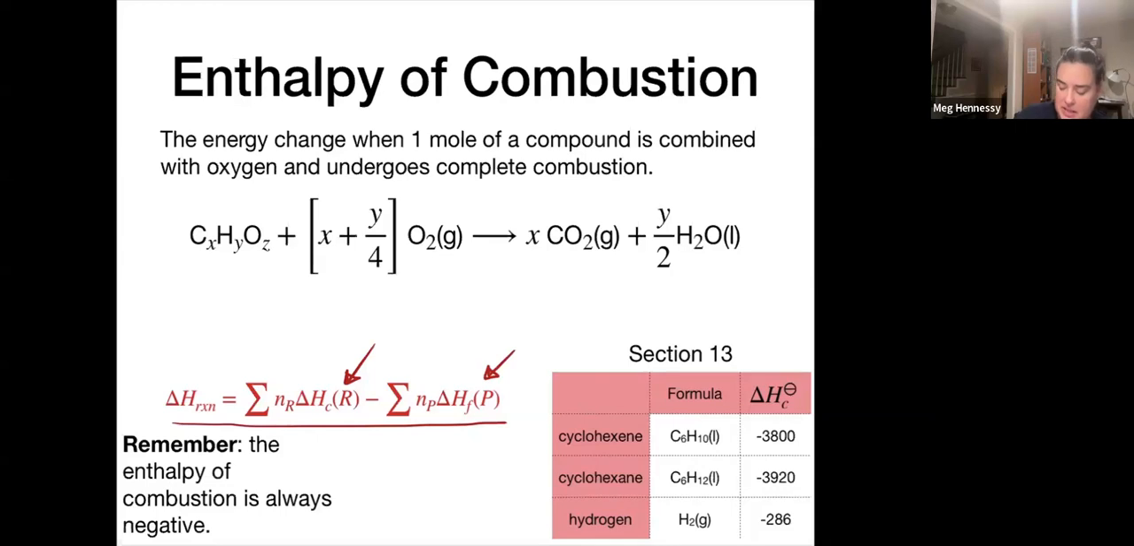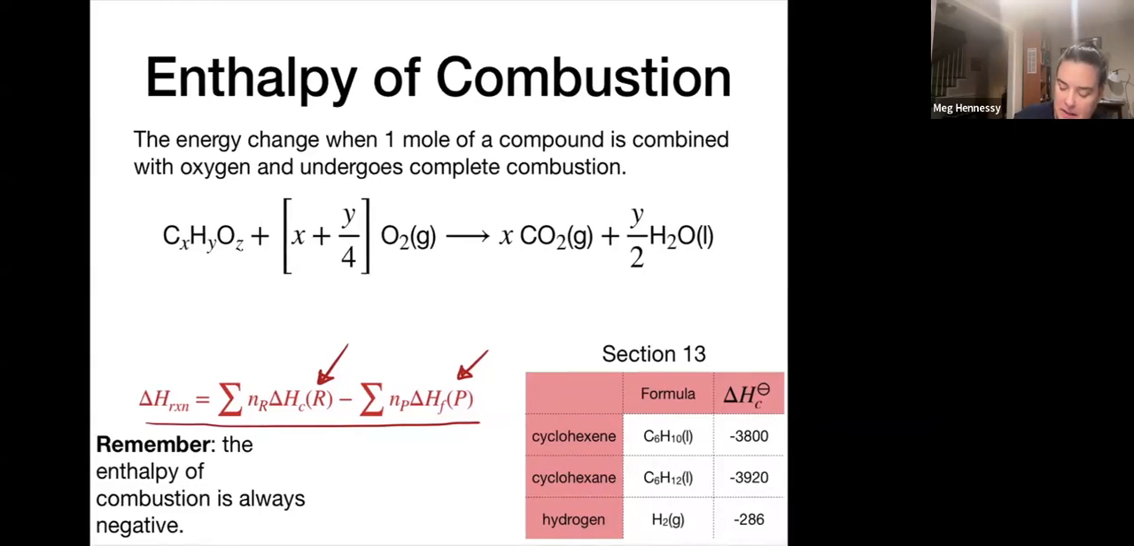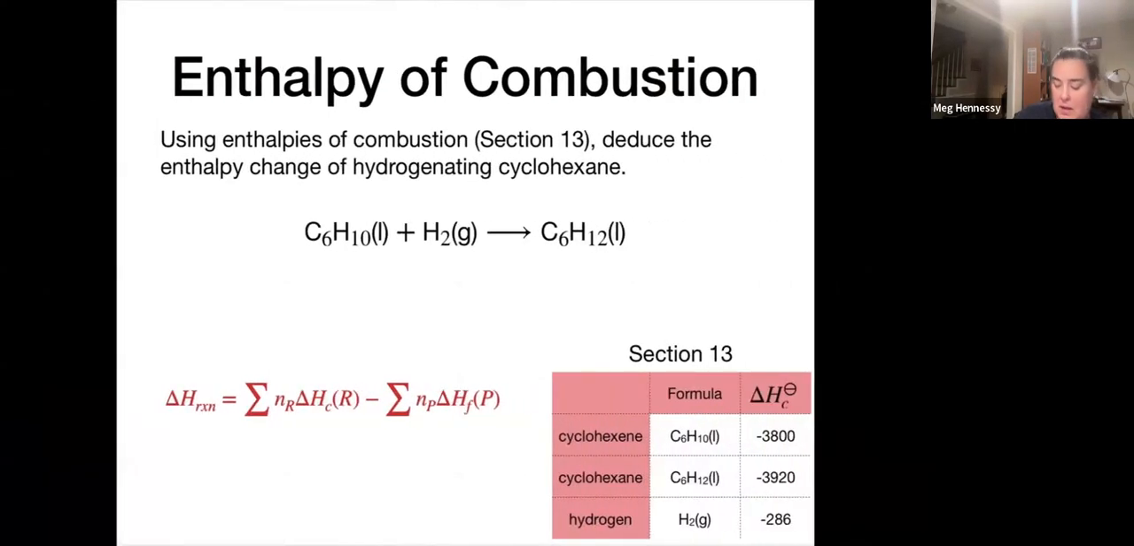So let's see if we can use this equation. Let's see if this is hard. And the answer is a little bit. So we're going to try to take some cyclohexene and hydrogenate it to make cyclohexane. And the way we're going to do that is we're going to be told, hey, look at section 13 and figure this out. And whenever we look at section 13, we approach the problem the same way. We say that the delta H of the reaction is going to be equal to the delta H of combustion of the reactants.